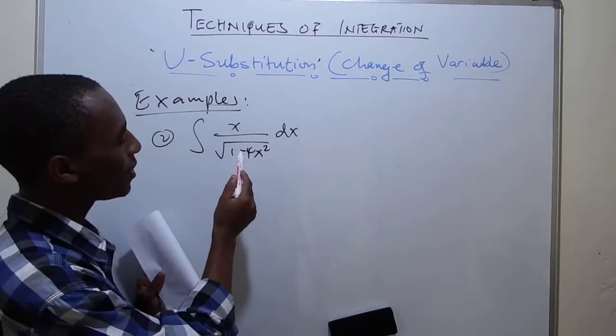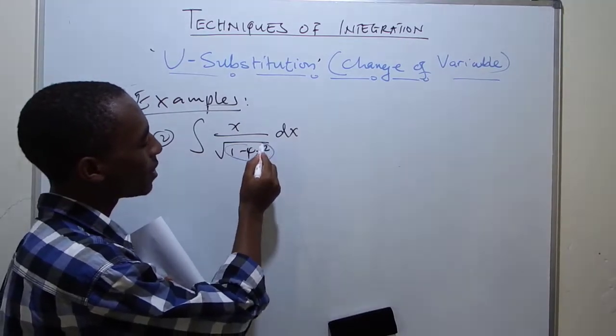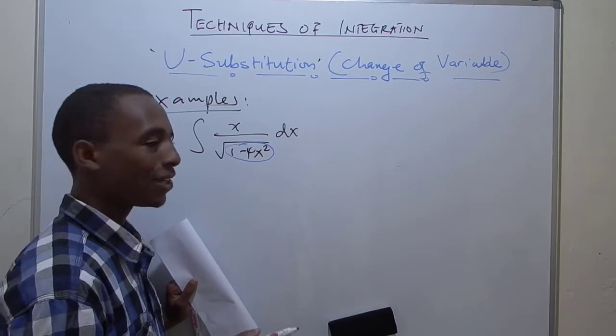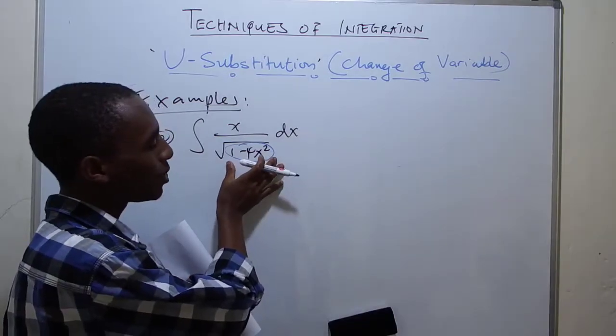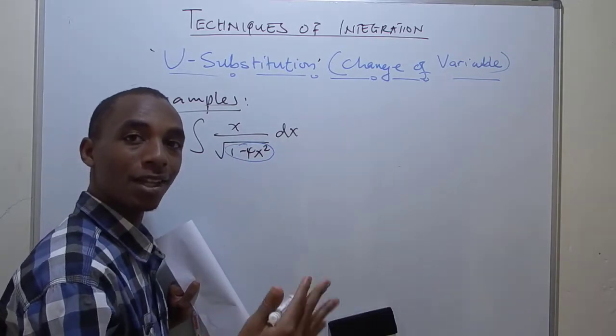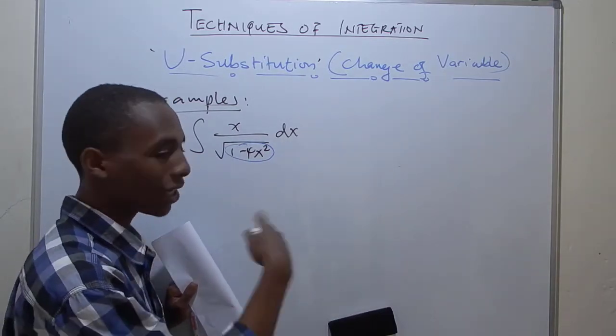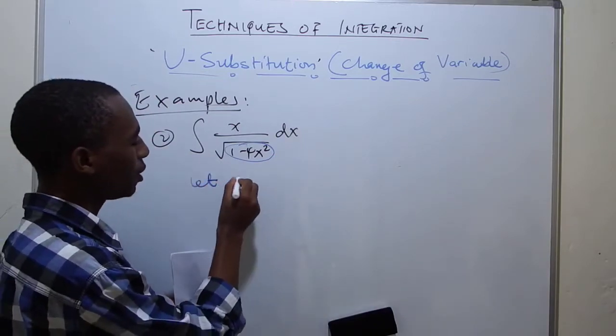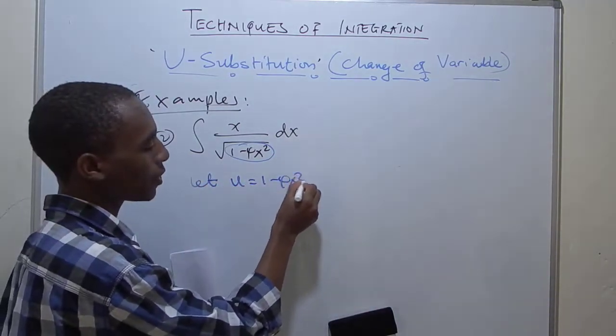Which part contains the derivative, which is exactly the other? As you can see, the derivative of this function right here involves an x. So by letting this be u, I'll reproduce an x which will cancel out with this, so that I have changed the variable from x to u. Alright, let's go ahead and do that. So I'm going to let u be 1 minus 4x squared.